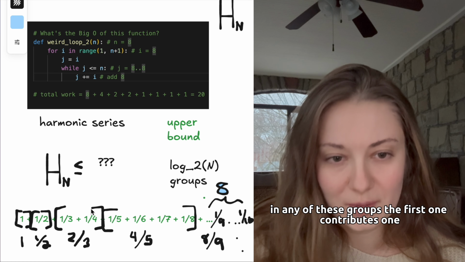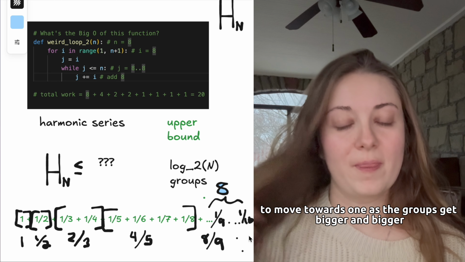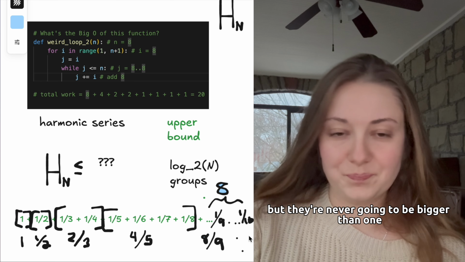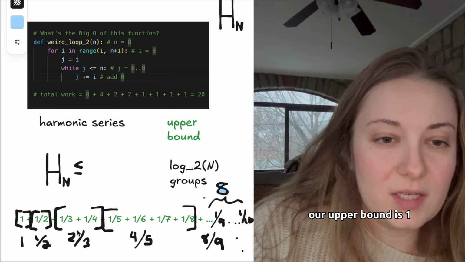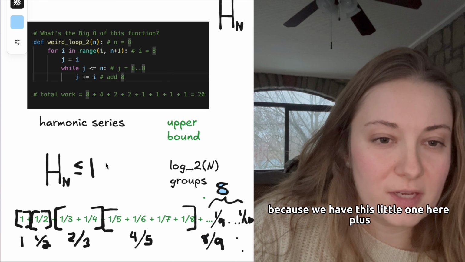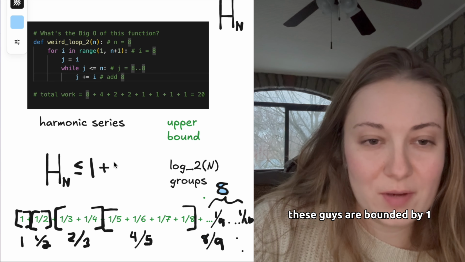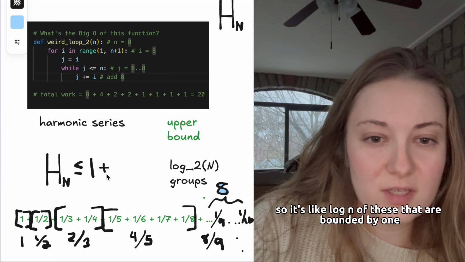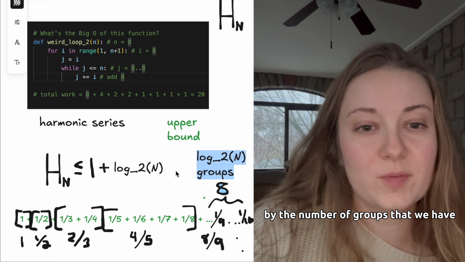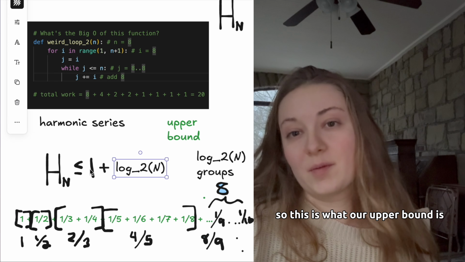The first one contributes 1. And these sort of all start to move towards 1 as the groups get bigger and bigger, but they're never going to be bigger than 1. Our upper bound is 1, because we have this little 1 here, plus whatever all of these guys are bounded by 1. So it's like log n of these that are bounded by 1. So this is actually going to be bounded by the number of groups that we have times 1, but anything multiplied by 1 is just itself. So this is what our upper bound is.